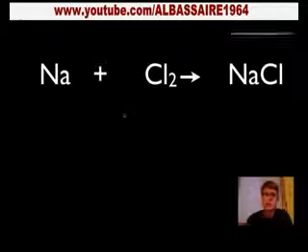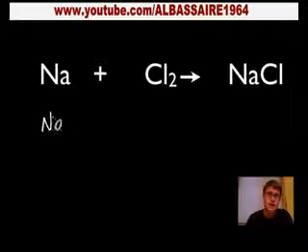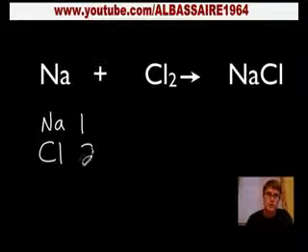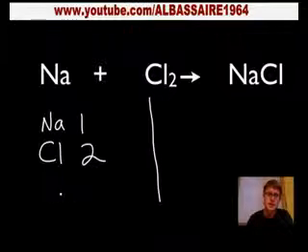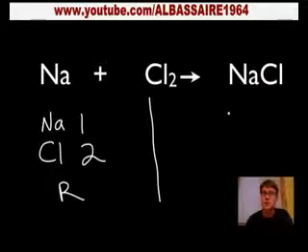On the left side, we've got sodium, we've got chlorine gas, and then we're making table salt. And so if you want to write this out, you could. We've got Na, and I've got 1 of those. I've got chlorine on the left side, and I've got 2 of those. So that's on the left side. That's on the reactant side. Now let's go to the product side.